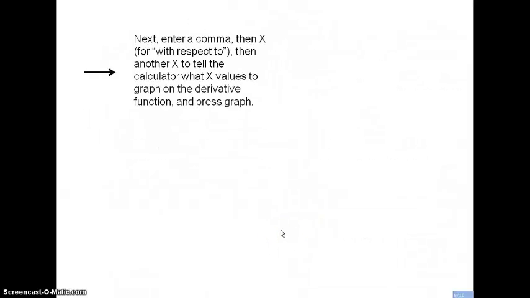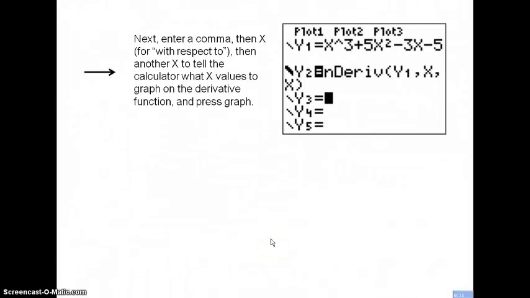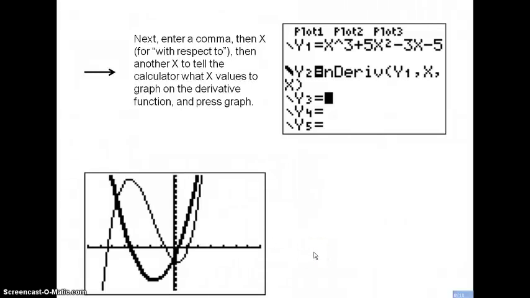So next, enter a comma, then an x, you're telling it with respect to, then another comma, and another x to tell your calculator what values you want to graph the derivative function of, and then press graph. So this is a screenshot of what I'm asking you to do. Hit comma X, that tells it with respect to, comma X, that tells it what values to graph. Well, you want it to graph all values of X. And so here, when you hit the graph button, is what you should see.